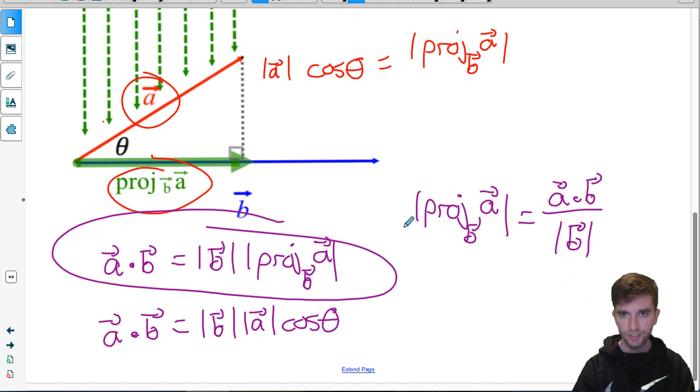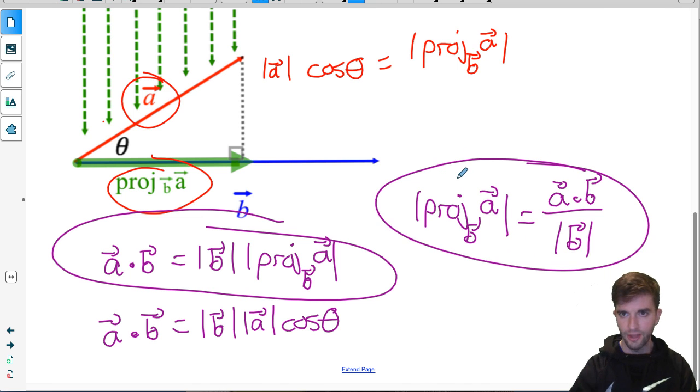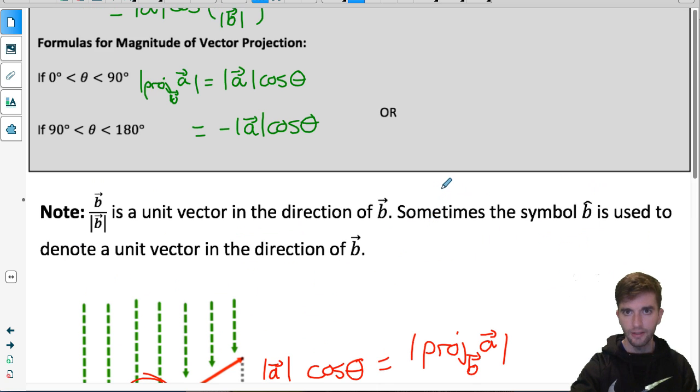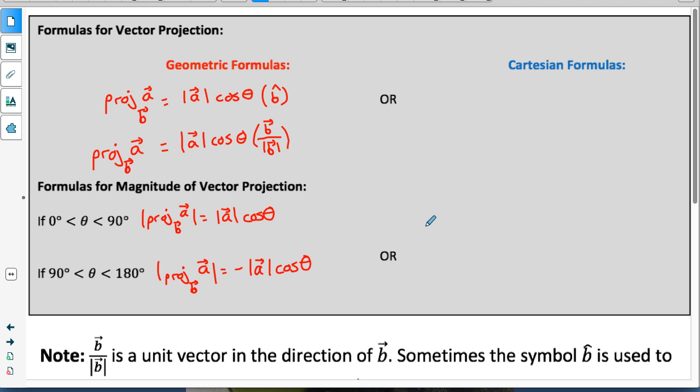So if I want the magnitude of the projection, if I'm given algebraic vectors, I could calculate its dot product and the magnitude of one of the vectors. So I could use this formula to find the magnitude of the projection of A onto B if I had algebraic vectors. So the magnitude of the projection of vector A onto vector B is equal to A dot B over the magnitude of B. And remember, the dot product is positive if the angle is between 0 and 90, but negative if the angle is between 90 and 180.